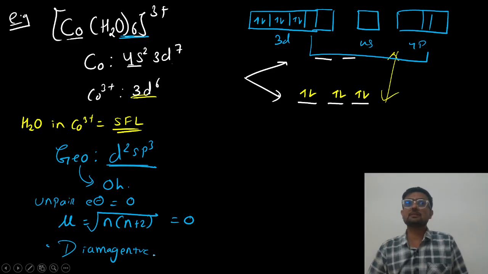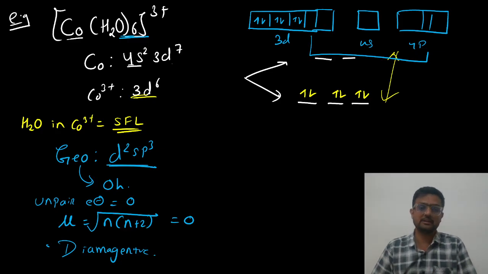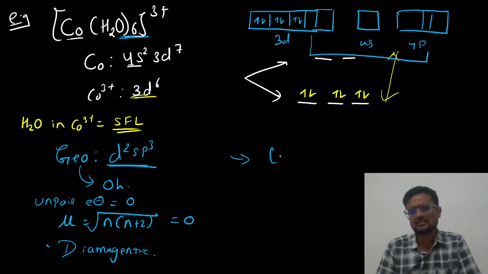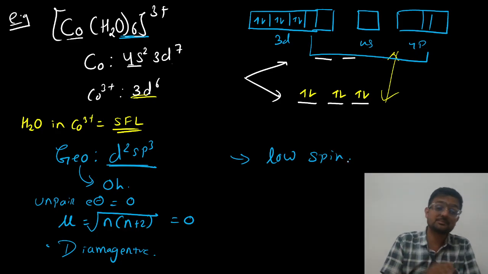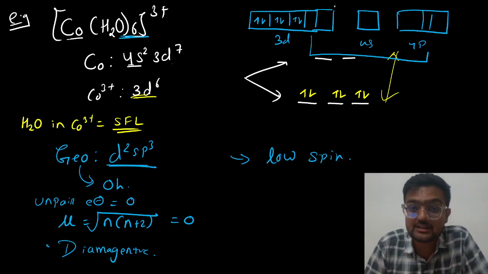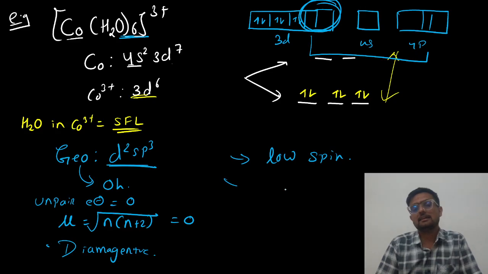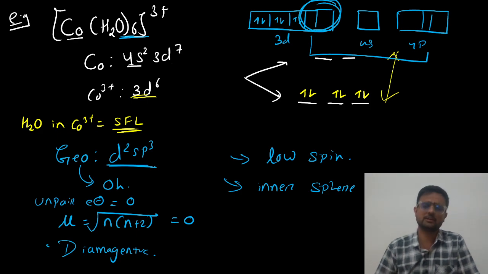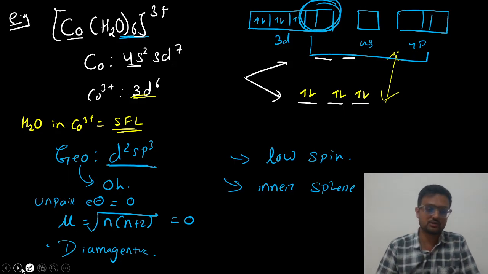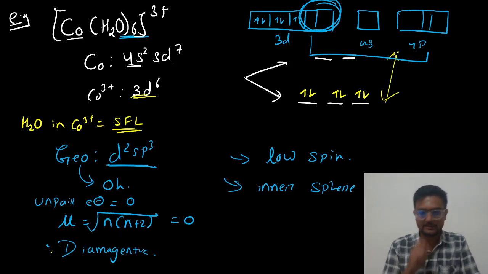Okay. Now sometimes they can ask whether this is high spin or low spin. You can see all the electrons are paired up, so that's why this is called a low spin complex. Is this an inner sphere or outer sphere complex? Right now for hybridization this is using inner d orbitals. That's why it is also called an inner sphere complex. Correct?